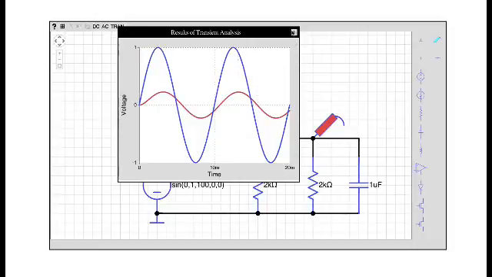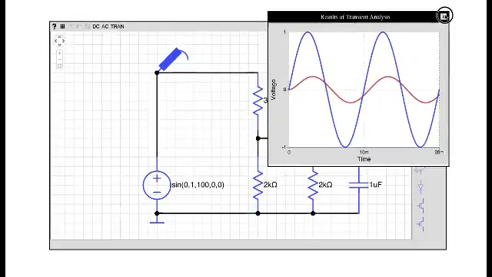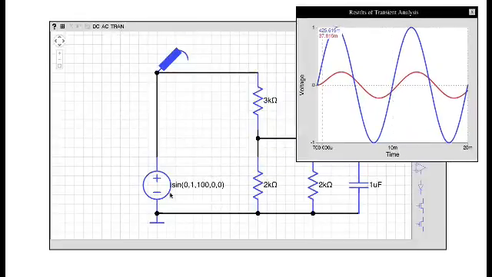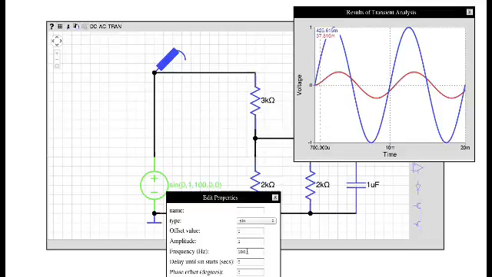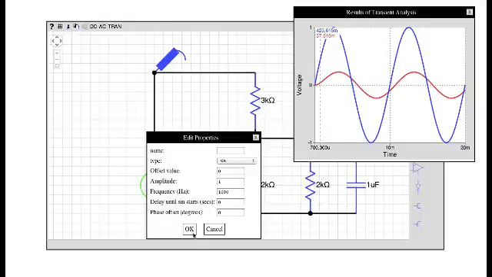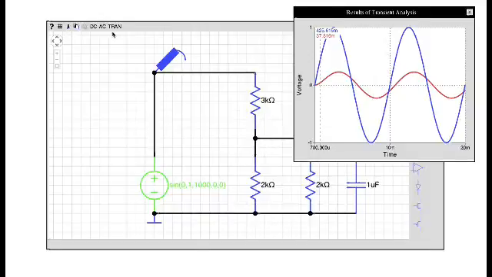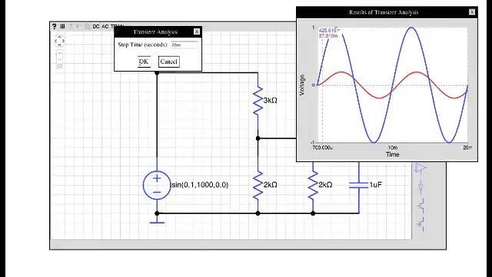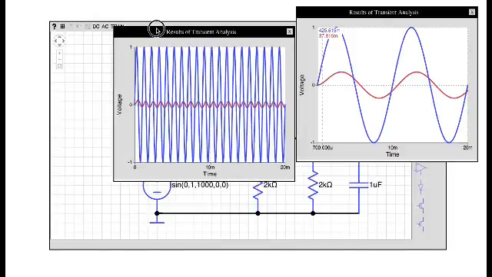Now let's see what happens. Let's just save this for a second. Let's see what happens if I ask for the same analysis, but this time using a 1000 Hertz waveform. So I'm going to do another transient analysis, and let's compare the two.